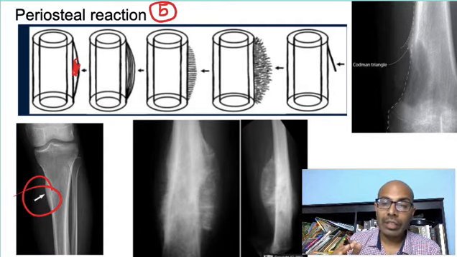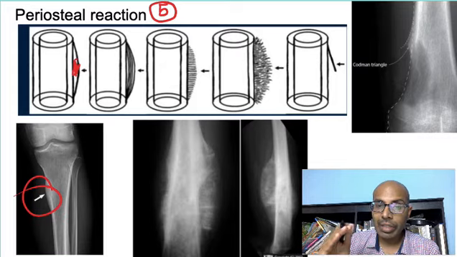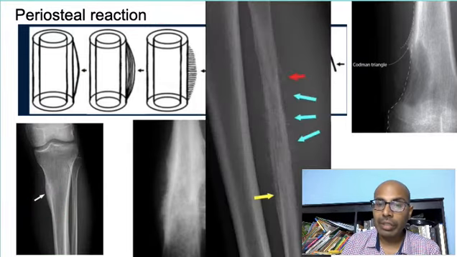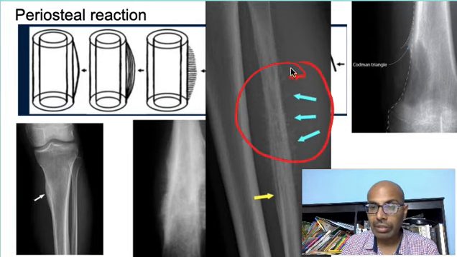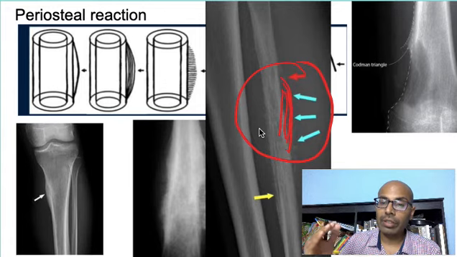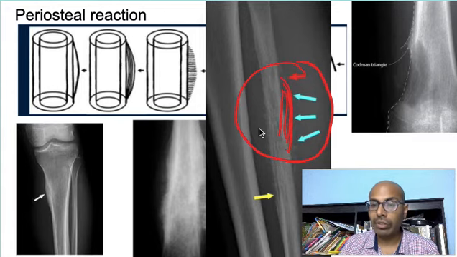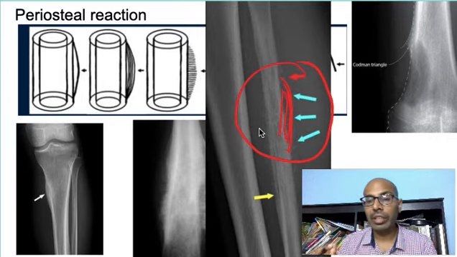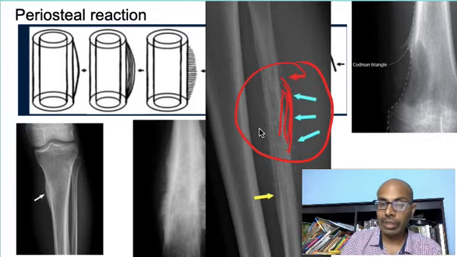If this periosteal reaction happens in a lamellated form, that is, it forms in multiple layers, then it is called a lamellated appearance of the periosteum, and this is seen in Ewing sarcoma, where the bone tries to cut off the tumor from the rest of the soft tissue or rest of the body by forming multiple layers of the periosteum.